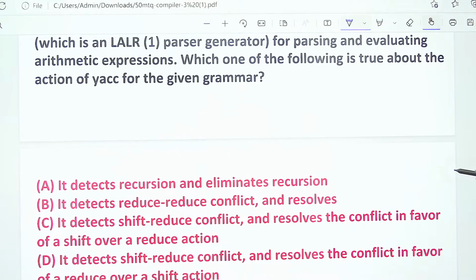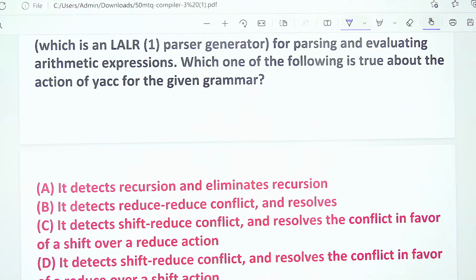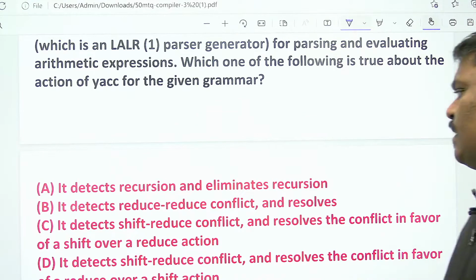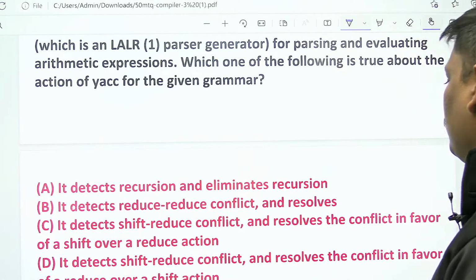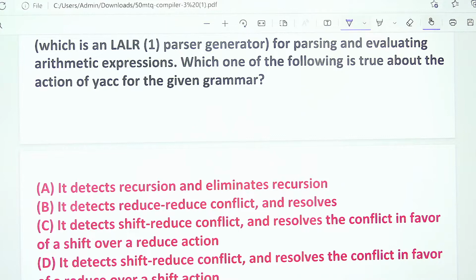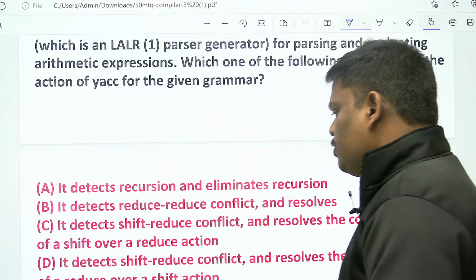Please read the options. Option A: it detects the recursion and eliminates the recursion. Option B: it detects reduce conflict and resolves. Option C: it detects shift reduce conflict and resolves the conflict in favor of shift over reduce action. Option D: it detects shift reduce conflict and resolves the conflict in favor of reduce over shift action.